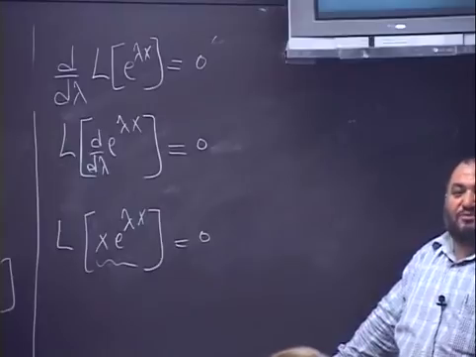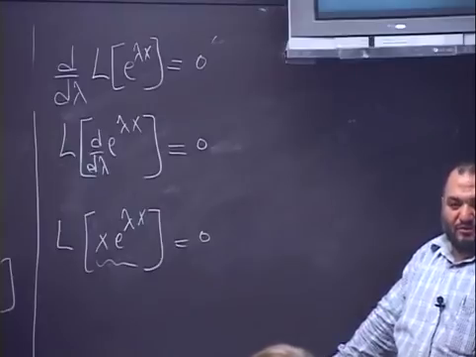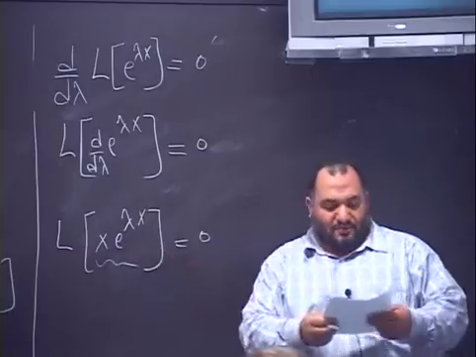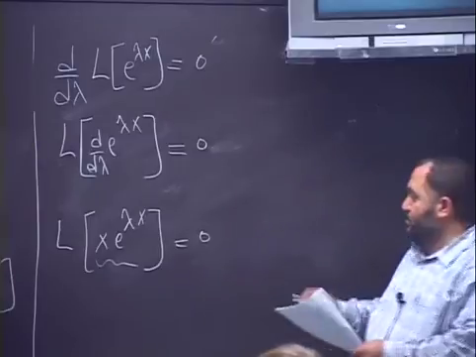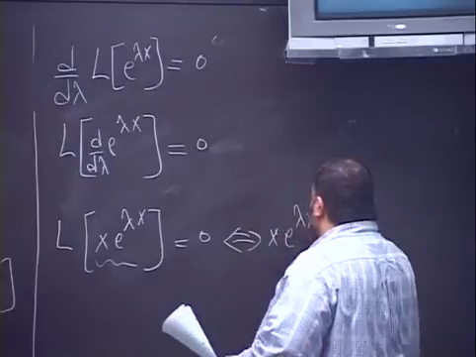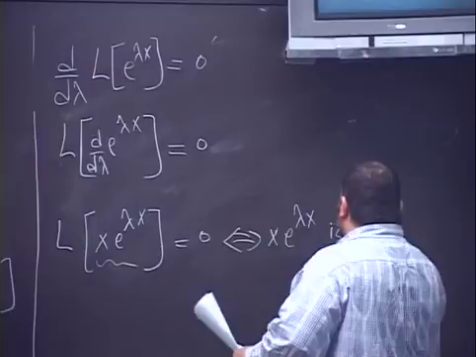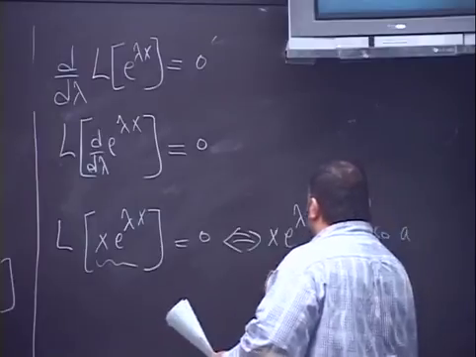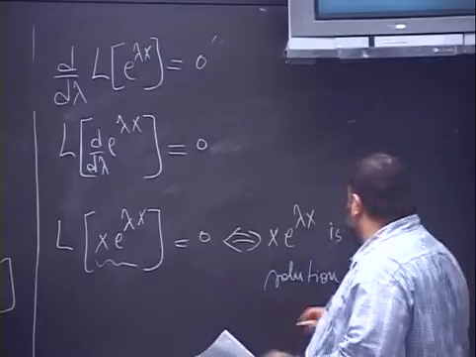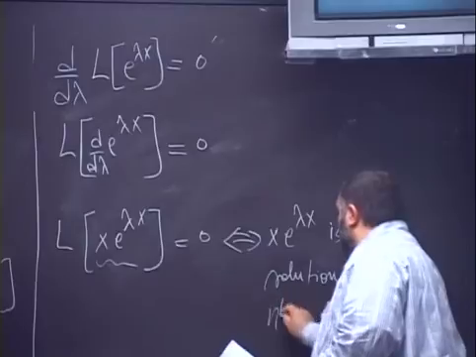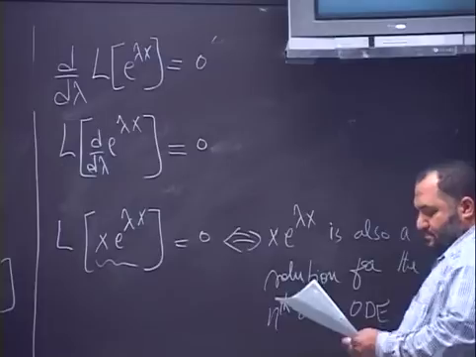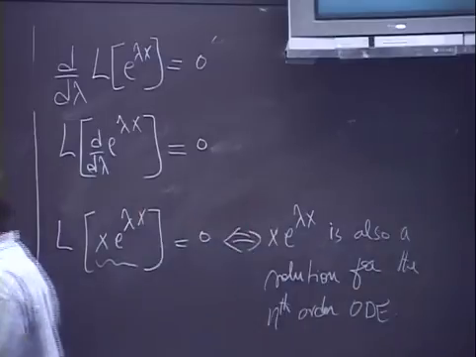So if e to the power of lambda x represents a solution for the differential equation, and I have multiple roots, then x e to the power of lambda x also represents a solution. This means that x e to the power of lambda x is also a solution for the nth order ODE.